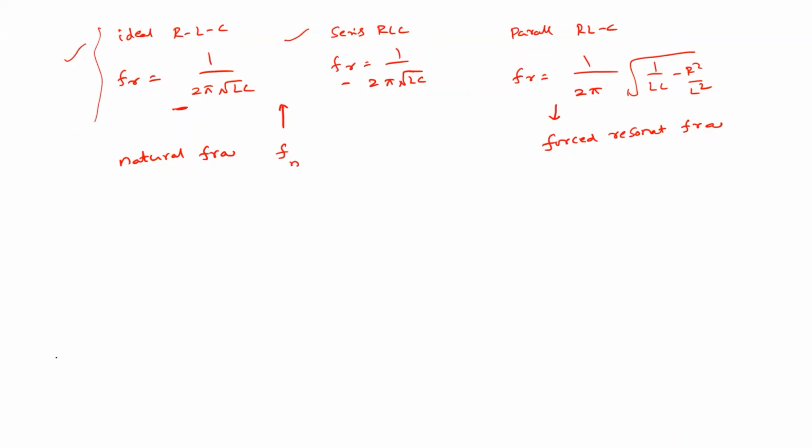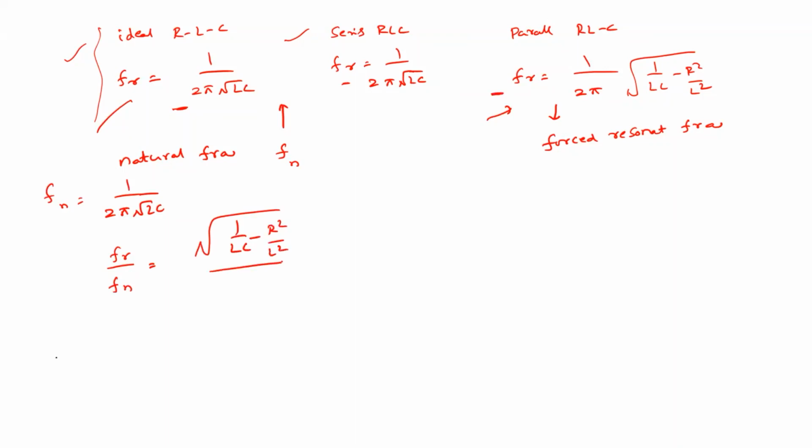Now we'll call this one Fn, which is equal to 2 pi square root LC. This is the natural frequency, and this is Fr, the resonant frequency. Now we will do this operation Fr by Fn. What is Fr by Fn? If you solve this, it will be square root of 1 by LC minus R square by L square, divided by 1 by square root LC. Is this correct?